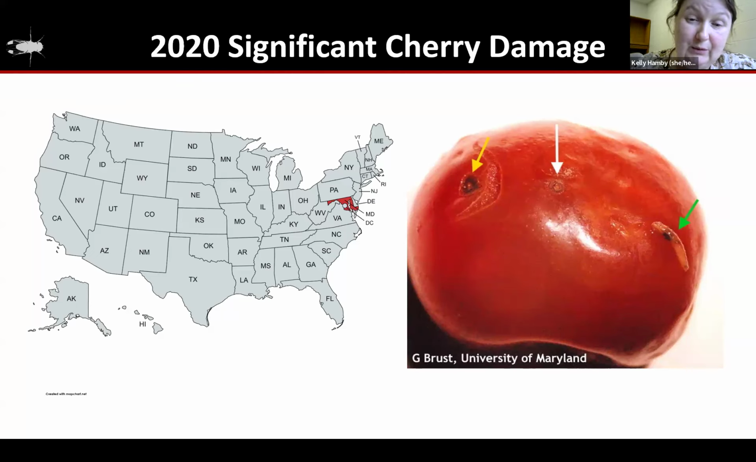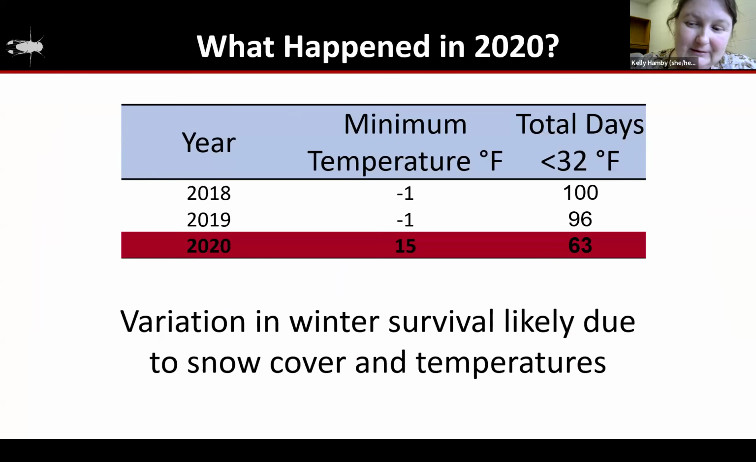So, for example, in 2020, we saw significant damage in cherries. Why did we see significant damage in cherries? We think part of this variation, again, is likely due to the differences in winters, how cold those winters are. So you can see in 2020, the minimum temperature only got to 15 Fahrenheit, so it never really got that cold. And the number of days over 32 degrees Fahrenheit was around 63. But also, it's not just the temperature, it's also the snow cover because that snow provides insulation. So from winter to winter, they may be surviving better or not as well.